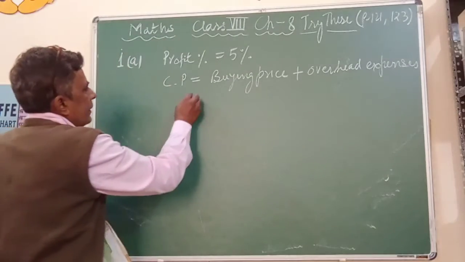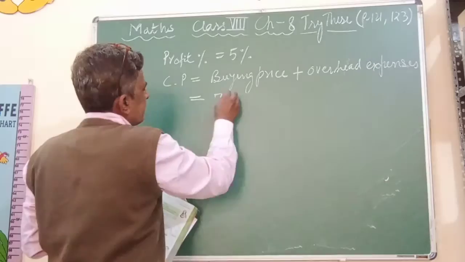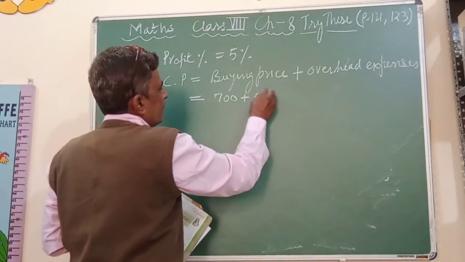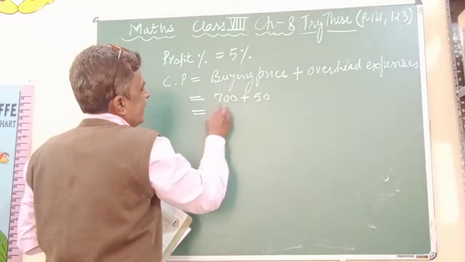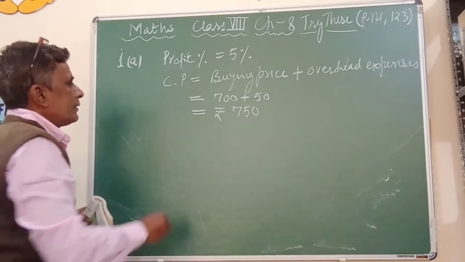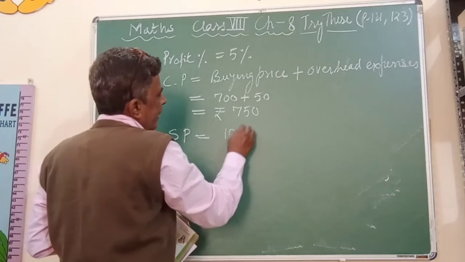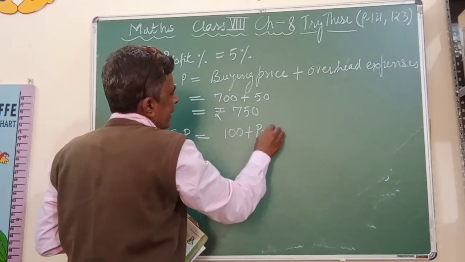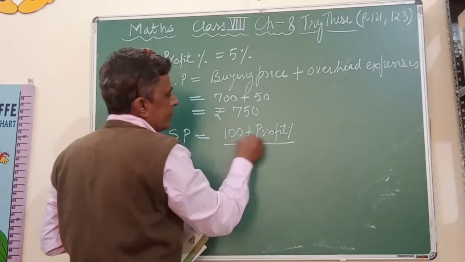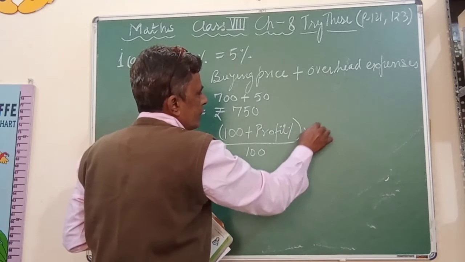So for this question the buying price is 700 and overhead expenses are 50 rupees. So CP is 750 rupees. Now we have to find the selling price. The formula for selling price is 100 plus profit percent in case of profit and minus loss in case of loss, upon 100, put a bracket over here, into CP.